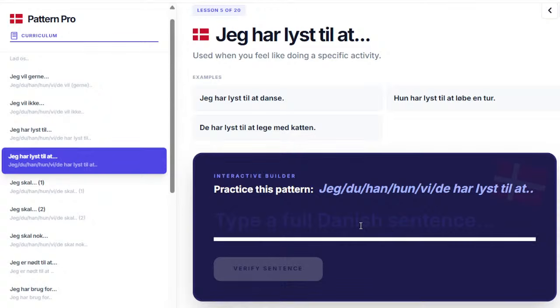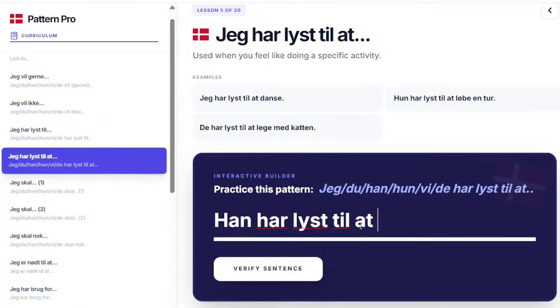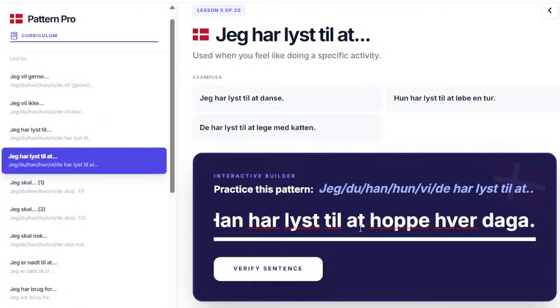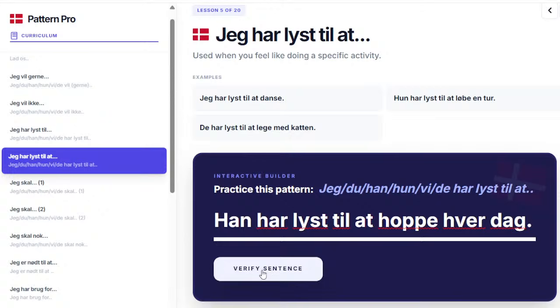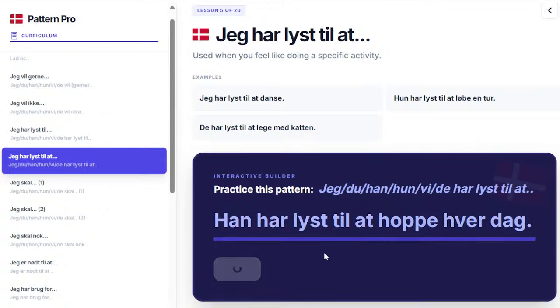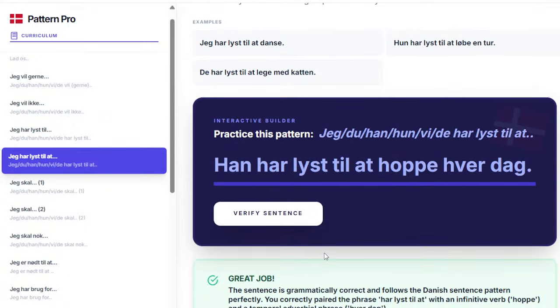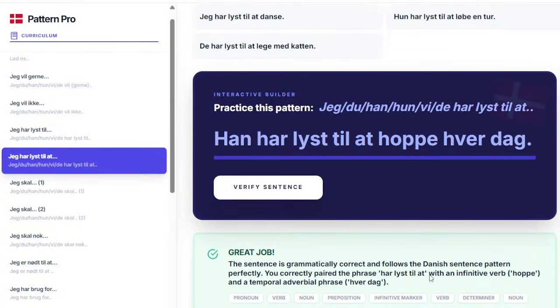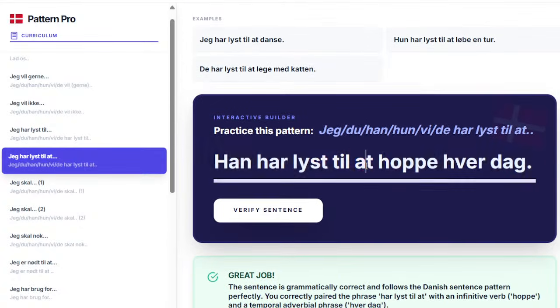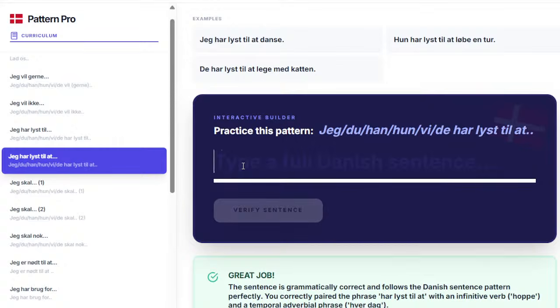Okay. Could you say? Han har lyst til at... Hvad skulle det være? Hoppe hver dag. It's a little bit silly, but you could say it. Han har lyst til at hoppe hver dag. Which of course means he wants to jump every day. Like hoppe. Til at hoppe. And you gotta have the at. If you don't have the at, then no good. Okay.